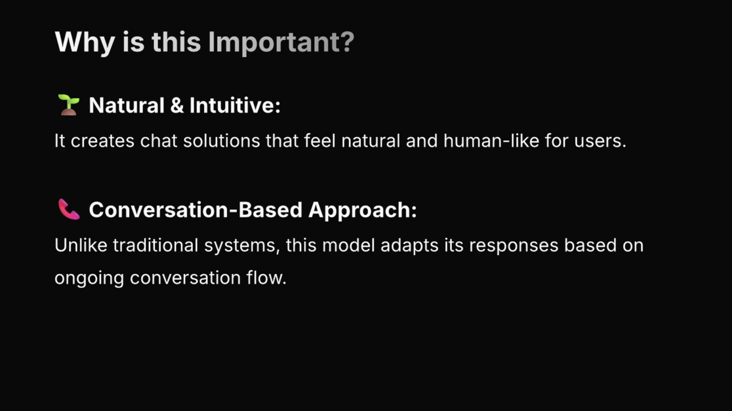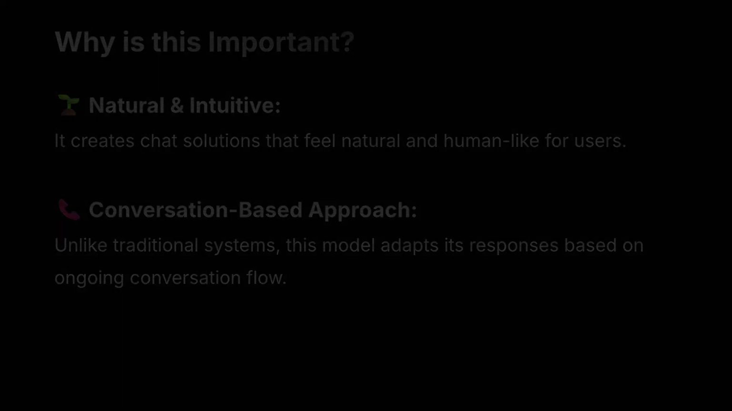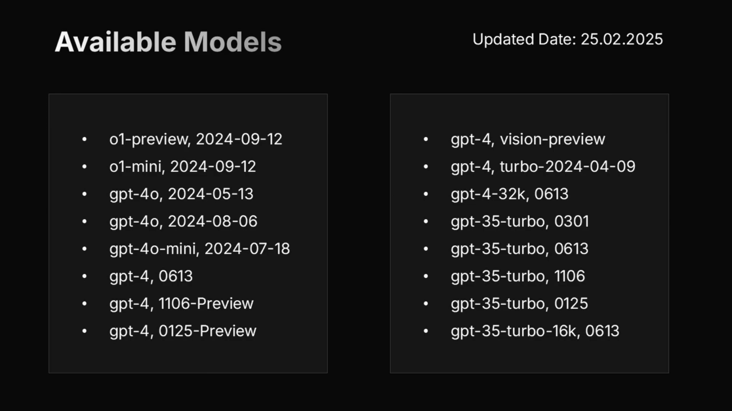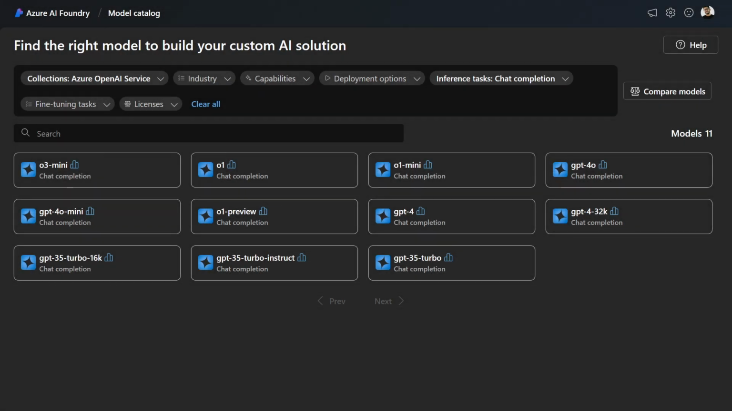At its core, chat completion uses a conversational based approach. This means it doesn't just generate a single answer to a question, it understands the flow of the conversation and adapts its responses accordingly. To work with chat completion, we have a variety of models to choose from, each offering different capabilities. For example, we can use models like GPT-4, GPT 3.5, and others, depending on the complexity and type of tasks we need to perform. Each model comes with its strengths.